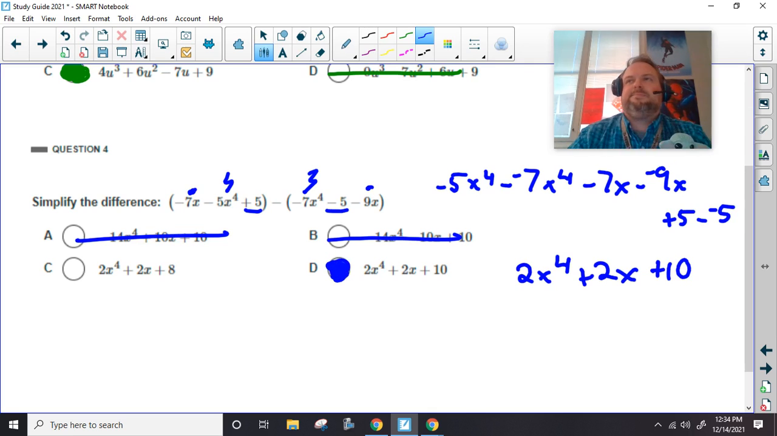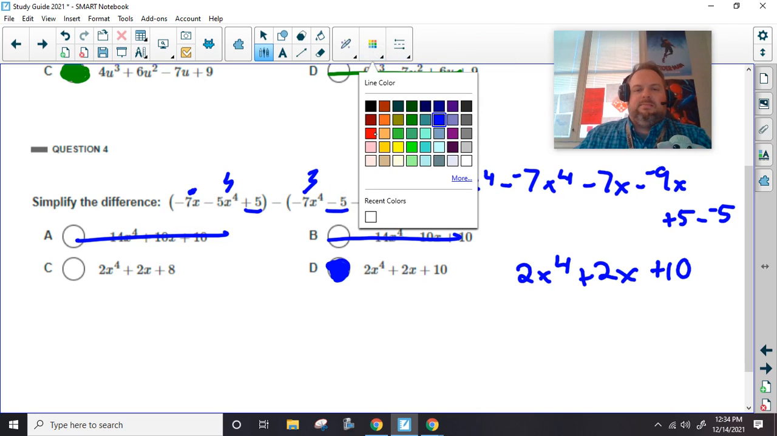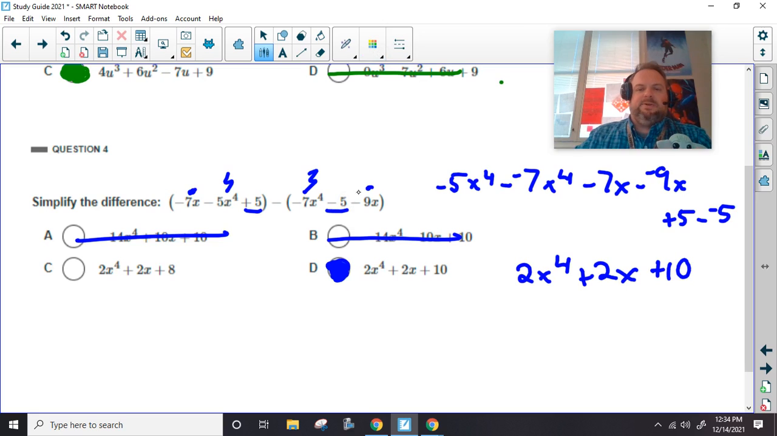All right. And again, for those people that like to do the distributing the negative, you change this to a plus and change all these signs. You get the same thing. Okay, it doesn't matter. Potato, potato. You just got to figure out how you like doing these. Okay. All right. Good. Number 4.